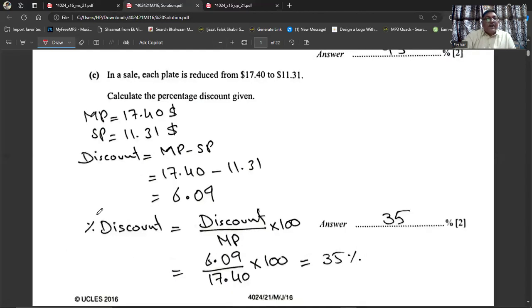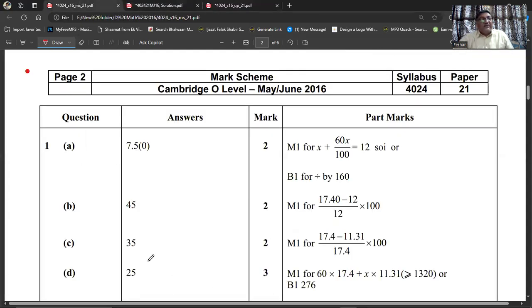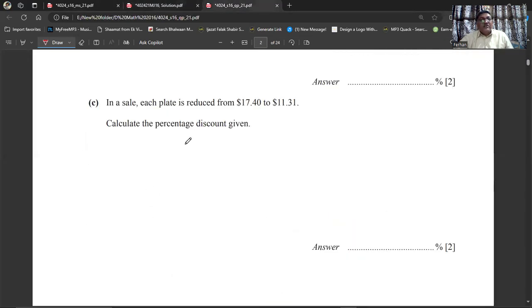You have the mark price is $17.40. The sale price after the discount is $11.31. The discount will be mark price minus the sale price, so it will be $17.40 minus $11.31. This will be $6.09. So percentage discount, the formula is discount divided by the mark price multiplied by 100. Discount is 6.09, mark price is 17.40. So 6.09 divided by 17.40 multiplied by 100, and that will be 35%. So the discount is 35%, and the answer is right. This is the solution.